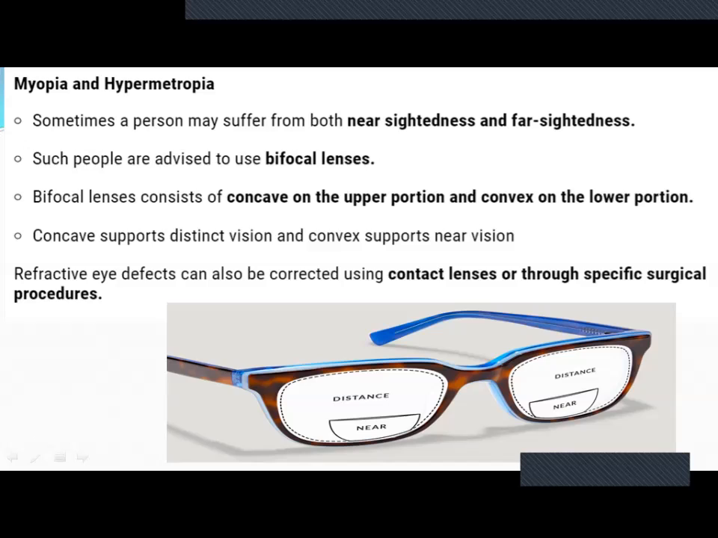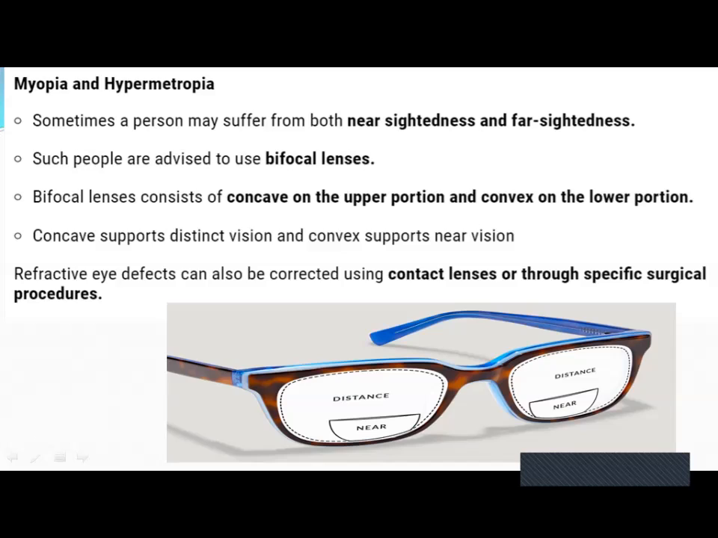Refractive eye defects can also be corrected by using contact lenses or through specific surgical procedures. These laser procedures that we are using can also rectify this problem. And some people use contact lenses. That is the lens which is put on the front portion of our eye. So these are all the problems which the human eye faces in seeing objects, and how to rectify them, that we have seen.